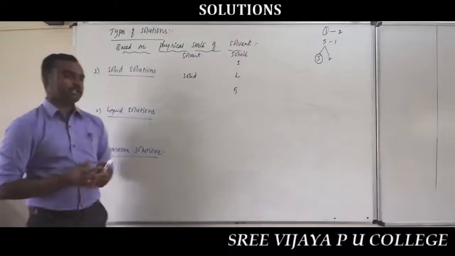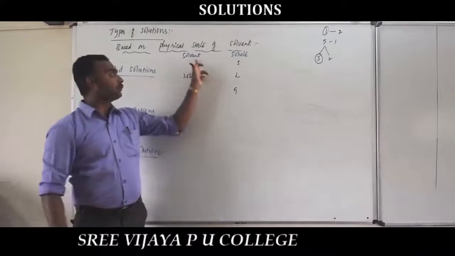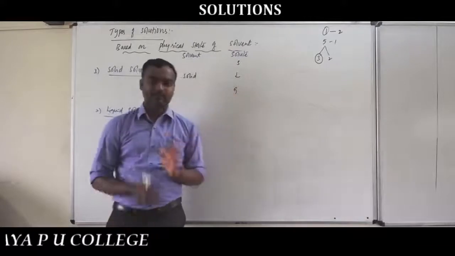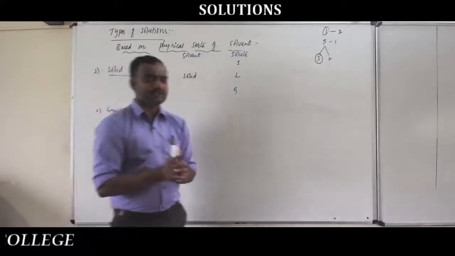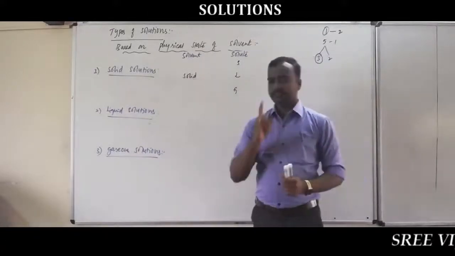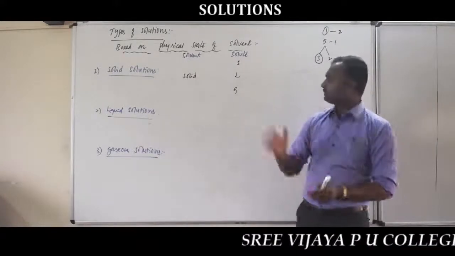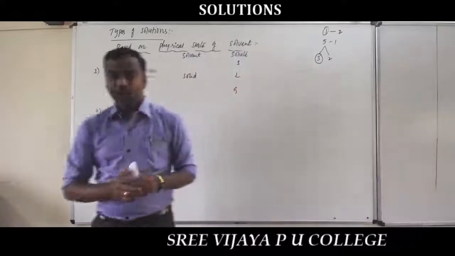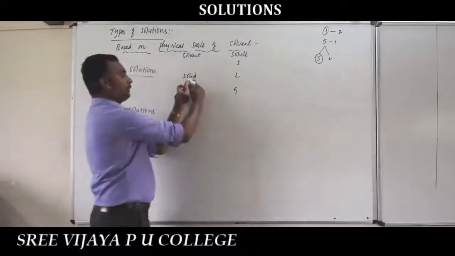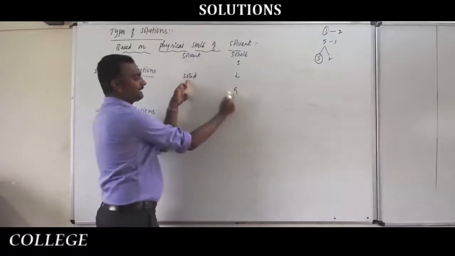Here a one mark question is asked: what is meant by solid solution? Solid solution is a solution in which the solvent is solid. The solute may be solid, liquid or gas. Since the solvent decides the physical state of the solution, in solid solution the solvent is 100% solid, and the solute may be solid, liquid or gas. Now again three types of solutions come within this: a solid-solid solution, a solid-liquid solution, or a solid-gas solution.